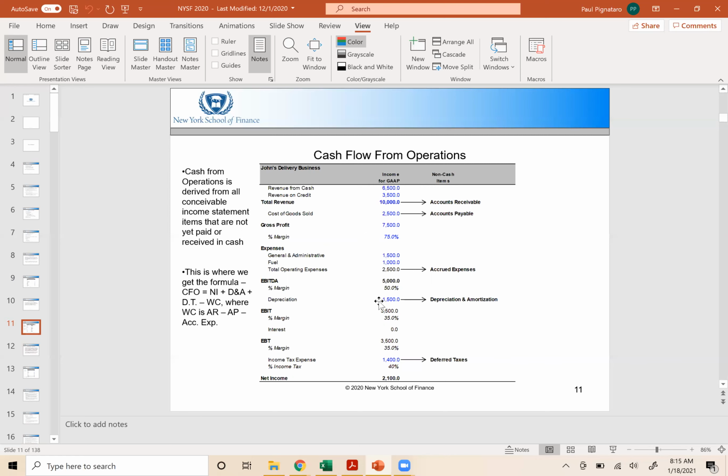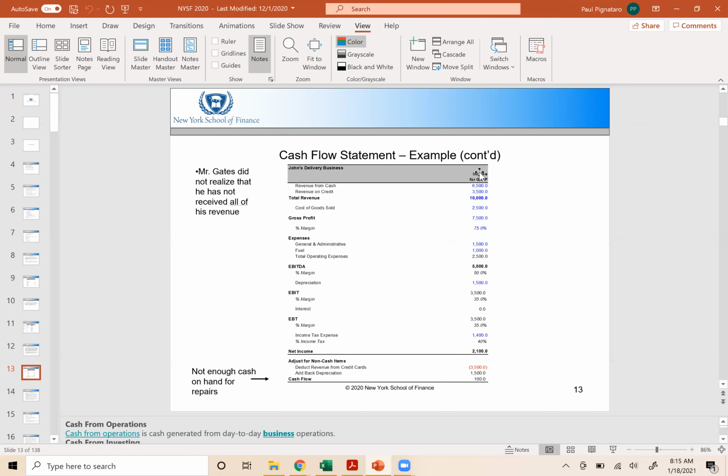Depreciation: that depreciation expense reduced my net income, but I never actually paid it. So when thinking about cash, I'm going to add it back. Interest: there's no interest in this example. Taxes, I paid. So when thinking about converting net income to cash, I need to add back my 1,500 and subtract out my 3,500. And when you do that, this is the same income statement, 2,100, subtracting out 3,500, adding back 1,500, that's the $100. Very simple way to explain a concept that often confuses a lot of people.